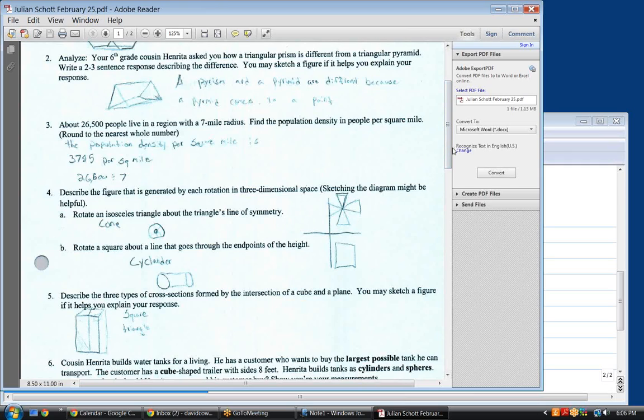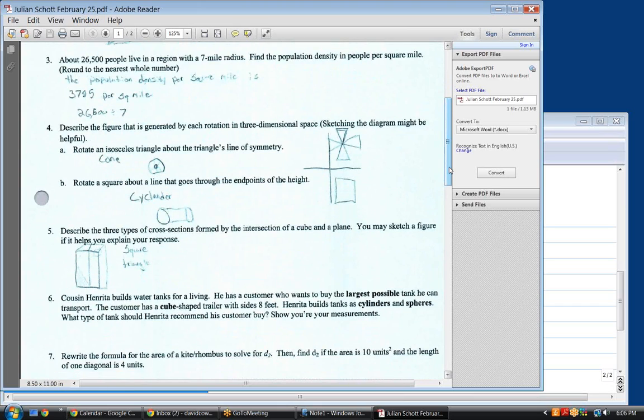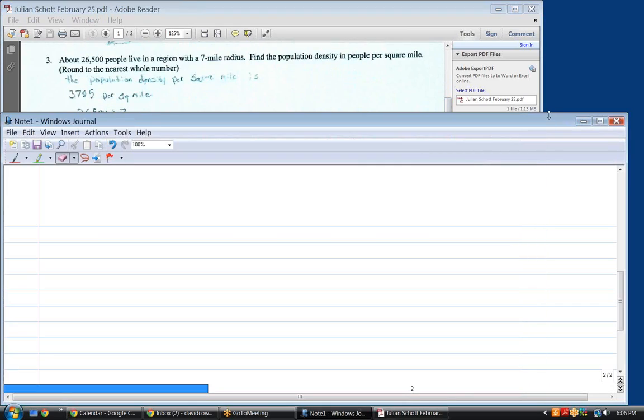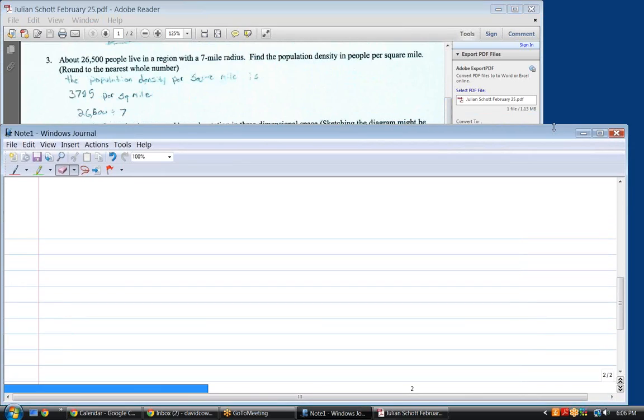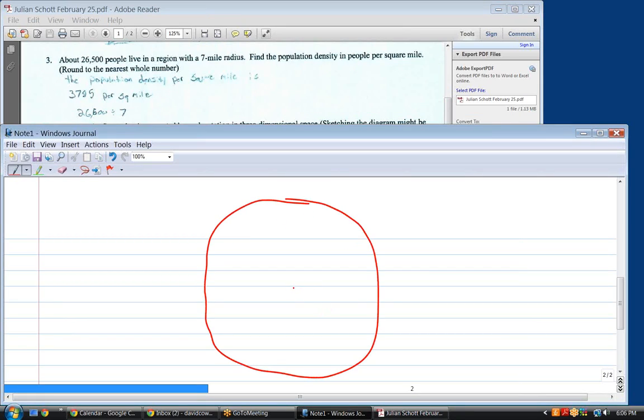Number 3. I'm going to draw a picture of number 3. Okay. When they say there's a region with a 7-mile radius, that's what it means. It means everybody that lives in that region lives within a 7-mile radius of the center of that circle.